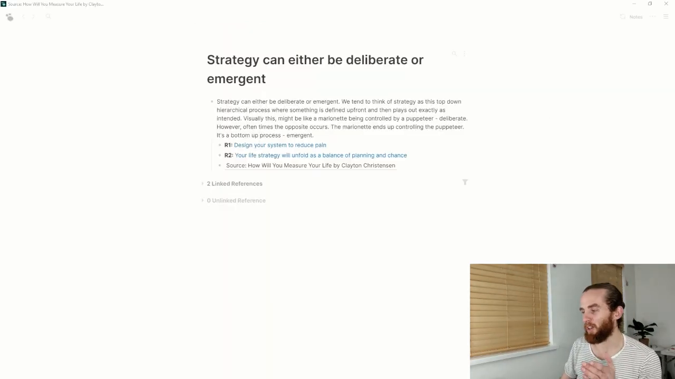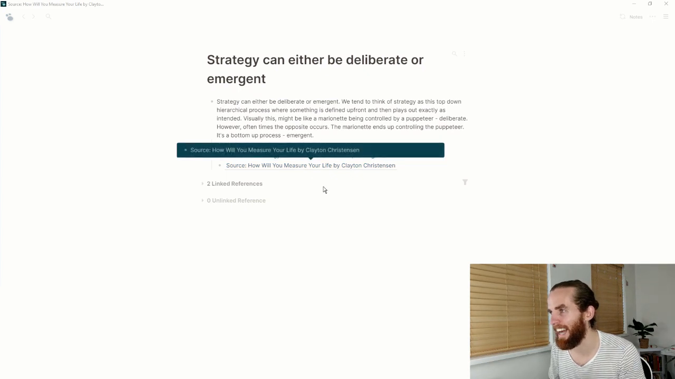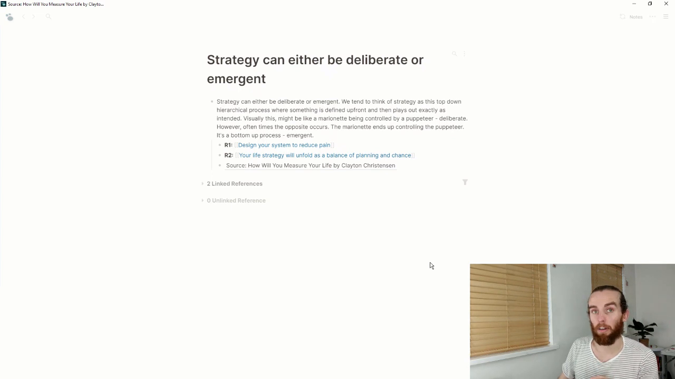Starting with a real example from my Zettelkasten, it's this note: strategy can either be deliberate or emergent. And this is looking at just that last point that we just looked at, how we decouple input versus output. So you'll see here that where I have my source, I've linked it with a block reference. And how I see that is that it's underlined as opposed to in square brackets. Using that block reference won't create a link in the graph, but I can still access that source very quickly.